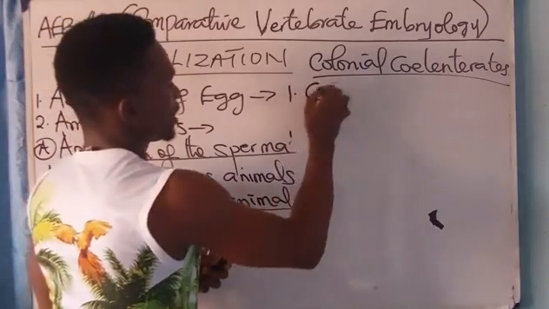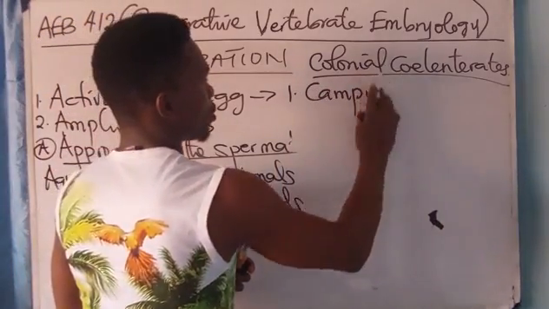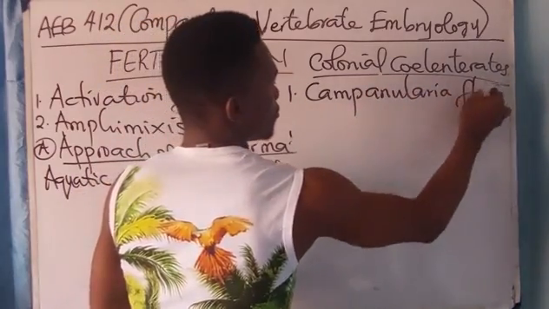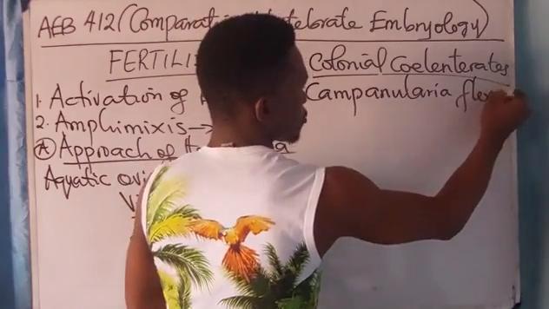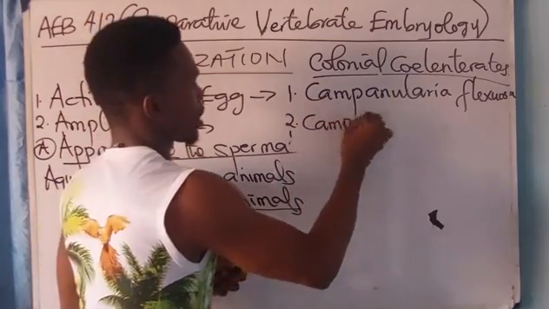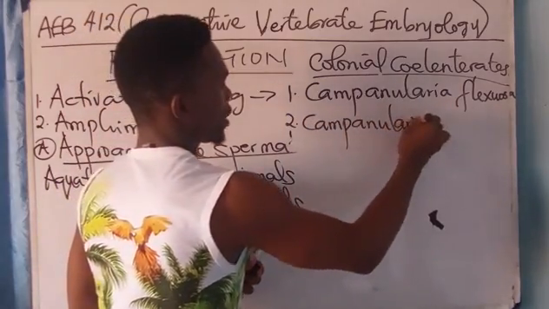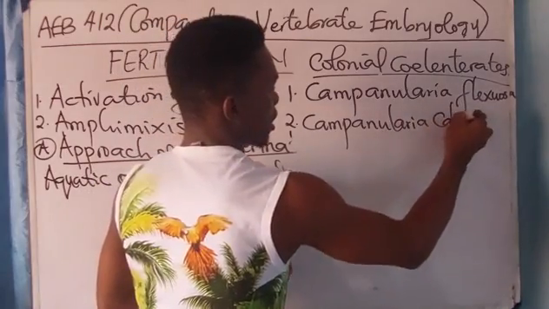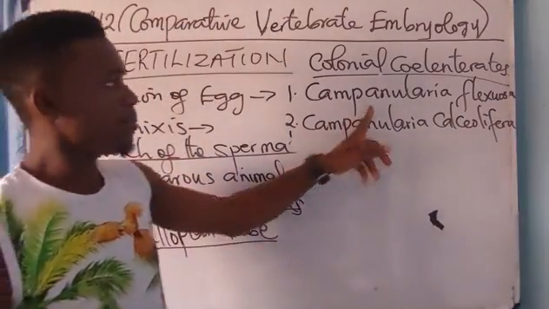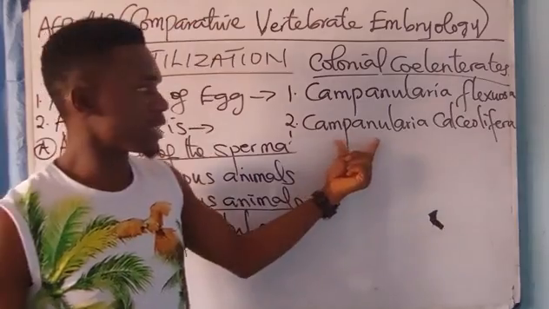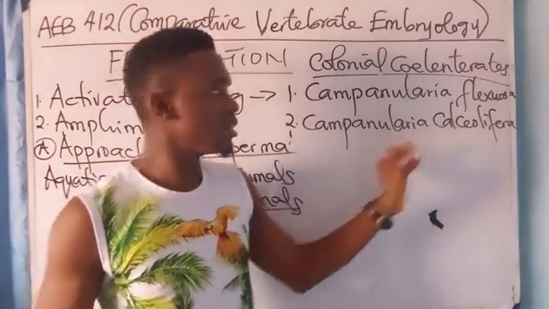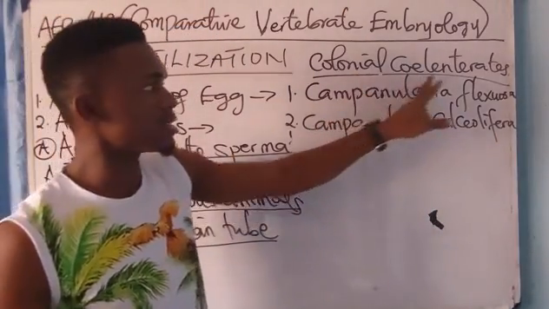One, we have the Campanularia flexuosa. Then number two is Campanularia cassiolifera, right? Campanularia flexuosa and Campanularia cassiolifera. So these are the two species of colonial coelenterates.